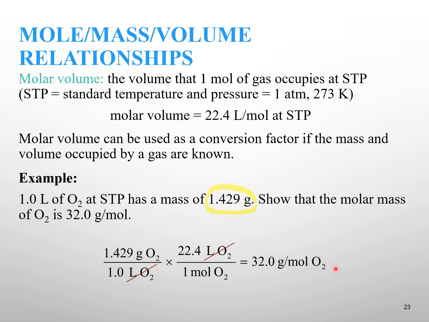You'll get the same answer as this step here because they combine the two steps together, 1.429 grams and 1 liter, and then they know that 22.4 liters is in 1 mole. You get grams per mole right there. You get the same answer.